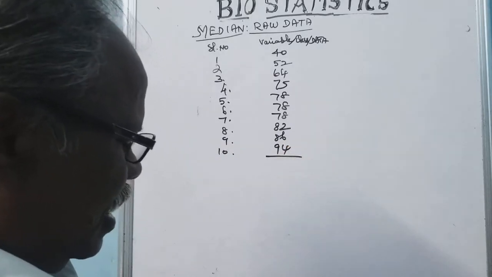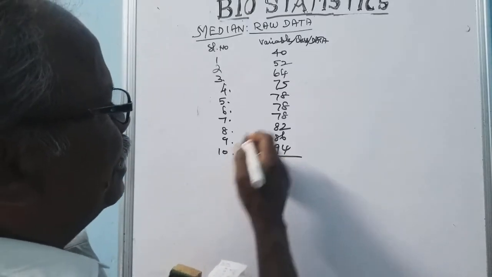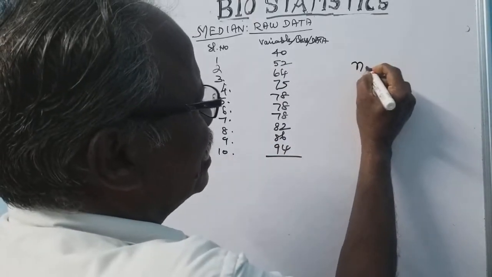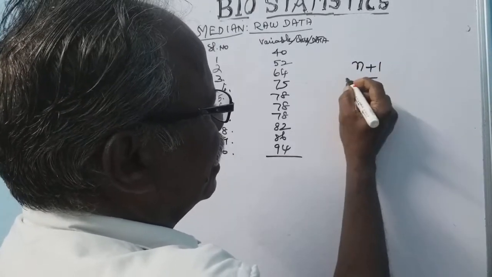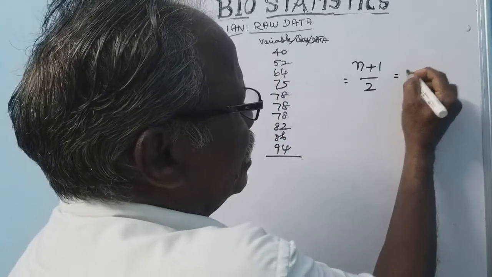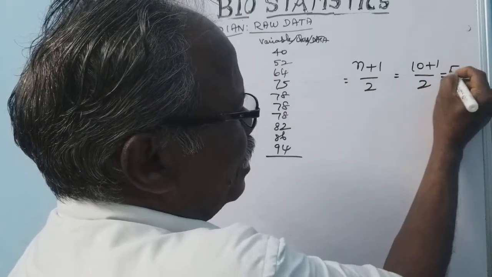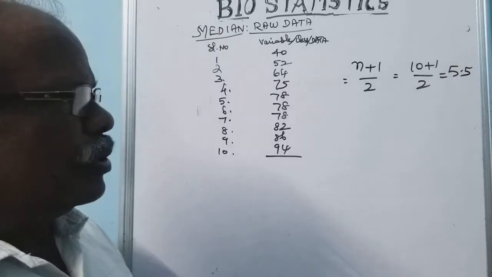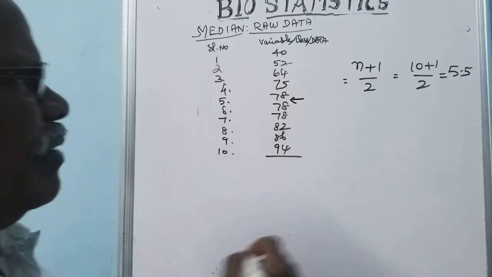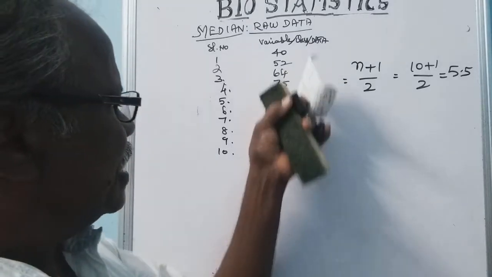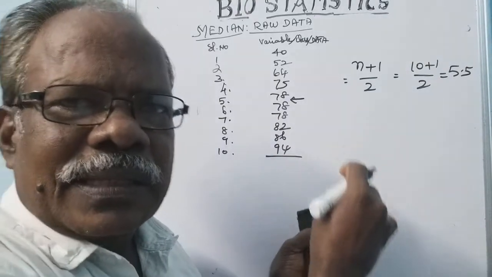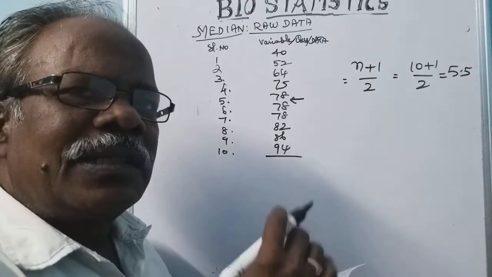Here, what we have to do is, the formula for the mid number is n plus 1 by 2. Here the number of observations is 10. So 10 plus 1 by 2 is equal to 5.5. So that is the median number: 1, 2, 3, 4, 5. So this is in between 5 and 6. This is called an even number, even number means ending in 8, 6, 10, 12 like that. Here it is ending in 10, that's why it is called even number.